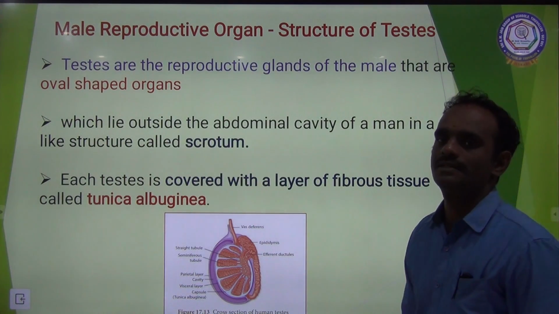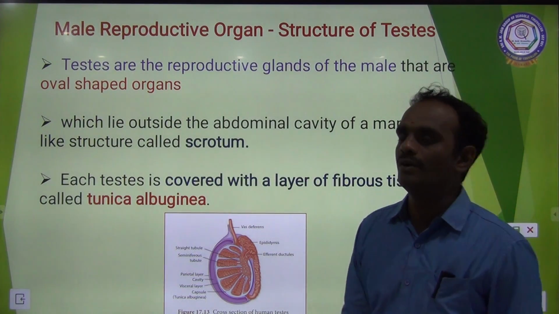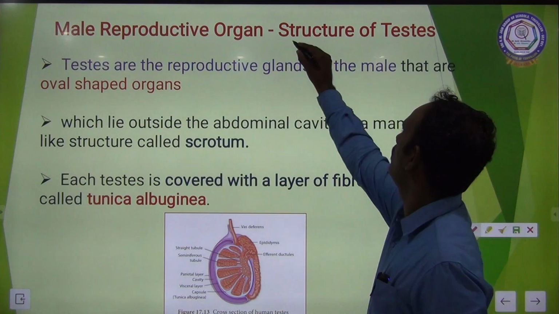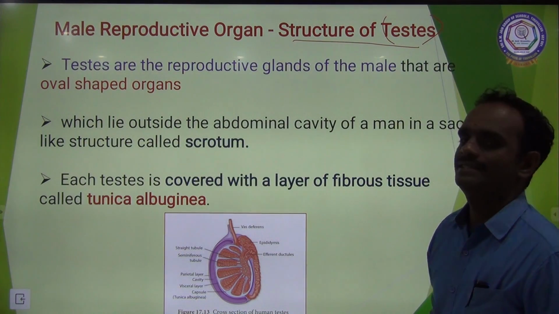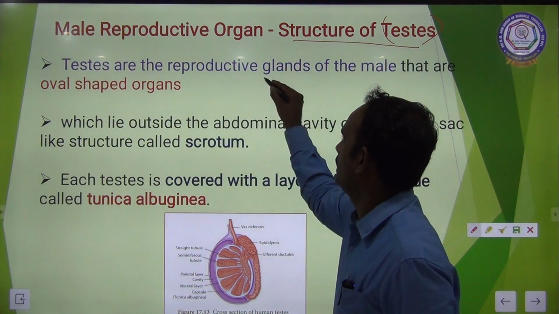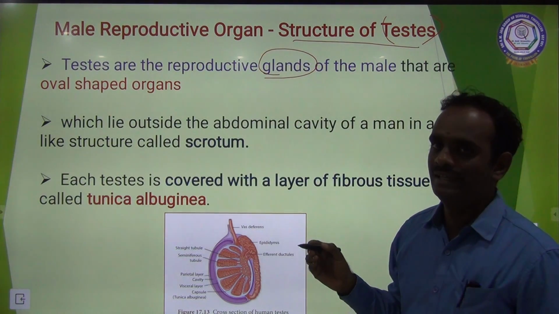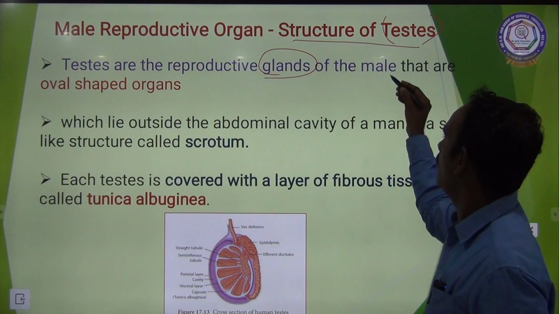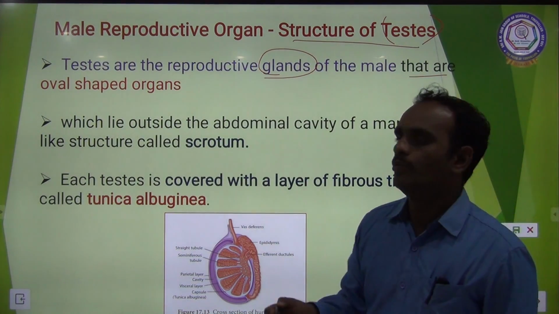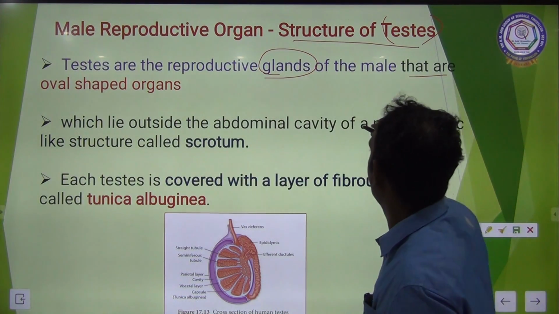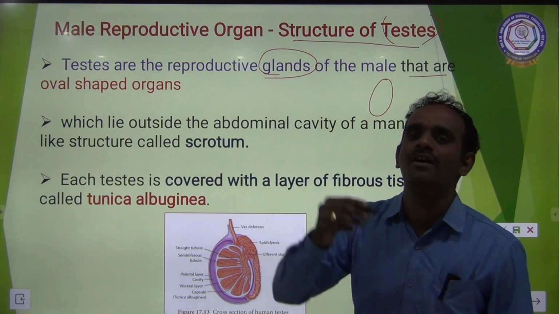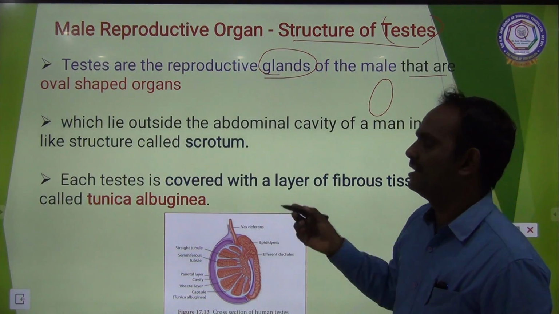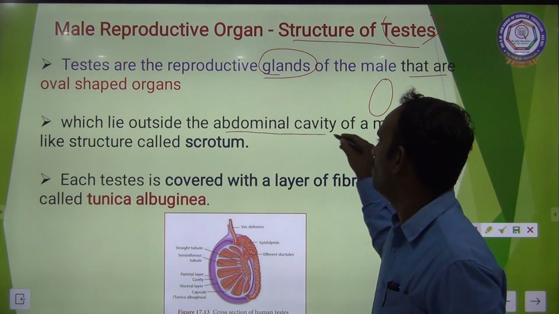The first one is the male reproductive organ, the structure of the testis. Clear, children? The testes are the reproductive glands of the male, oval shaped organs. This is the shape of the testis. It is an oval shaped organ which lies outside the abdominal cavity.